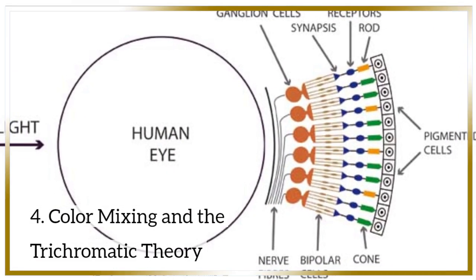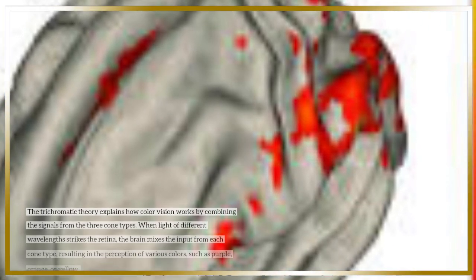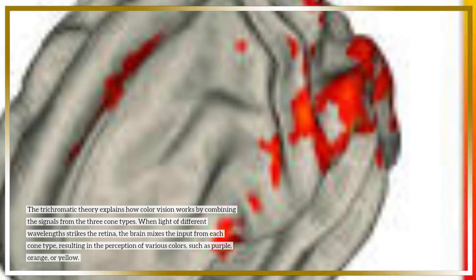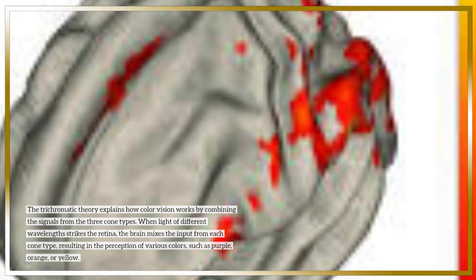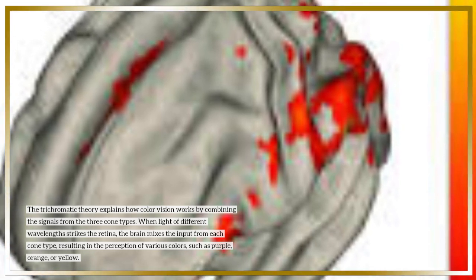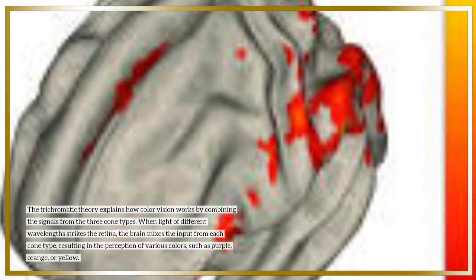4. Color mixing and the trichromatic theory. The trichromatic theory explains how color vision works by combining the signals from the 3 cone types. When light of different wavelengths strikes the retina, the brain mixes the input from each cone type, resulting in the perception of various colors, such as purple, orange, or yellow.